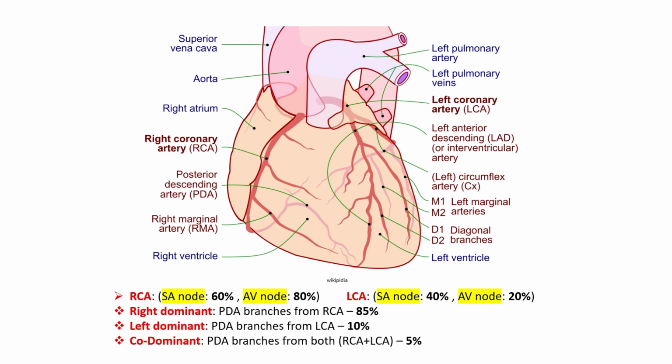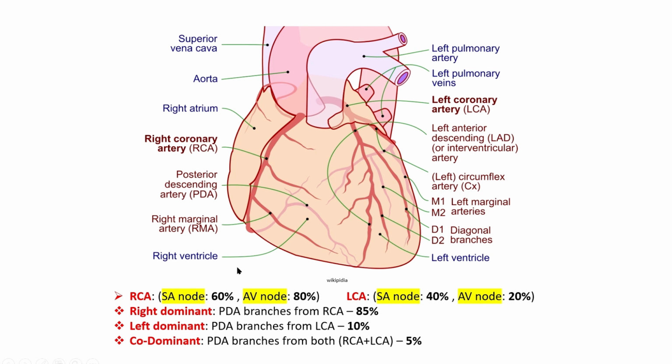It's totally variable. Whereas in case of the AV node, 80% is supplied by the right coronary artery and only 20% is supplied by the left coronary artery. By the way, there is something that I want to avoid, a kind of confusion. When I talk about these blood supplies, I don't mean that, for example, the AV node is 80% supplied by the right coronary artery and the rest is supplied by the left. No. What I mean is that in 80% of the population, the AV node is totally supplied by the right coronary artery, and vice versa. So please avoid that confusion.